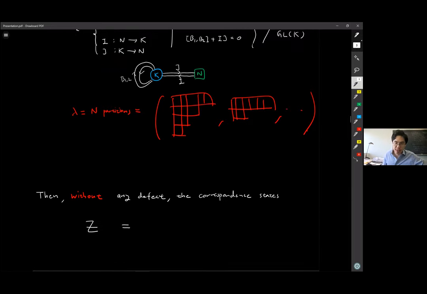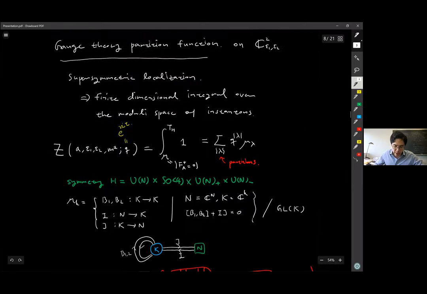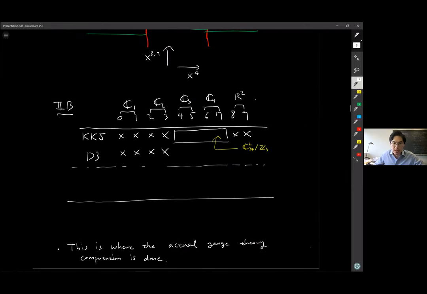I didn't insert any surface defect yet, but the statement of the correspondence without the defect is that this partition function is equivalent to WN algebra conformal blocks. And this is exactly the famous Alday-Gaiotto-Tachikawa correspondence. And there are many subsequent works on these relations. And now I'm talking about inserting surface defects on top of it. And as I told you, I go back to this type 2B picture and insert additional structure.